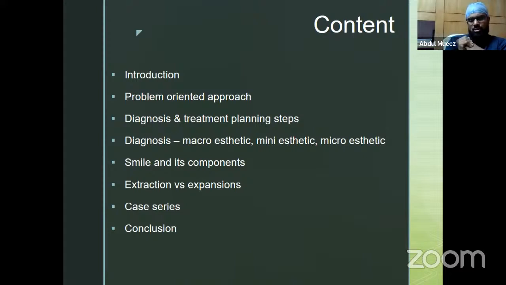I'll be telling you briefly about extraction and expansion: how can we see, as and when a patient walks in, that this case might go for extraction and this case might go for expansion, or non-extraction in other words. I'll tell you this in brief, followed by a few of my cases in a case series, and then finally the conclusion, and then we'll sign off.